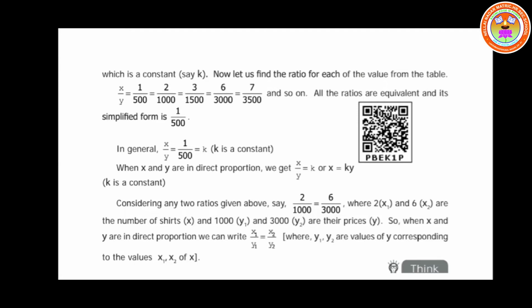So when x and y are in direct proportion, we can write the formula x1 by y1 is equal to x2 by y2, where y1, y2 are the corresponding values of y and x1, x2 are the corresponding values of x. X is nothing but the number of shirts. Y is nothing but the cost, the price of the shirt. So direct variation can be found out by x1 by y1 is equal to x2 by y2. Have you all understood, children?